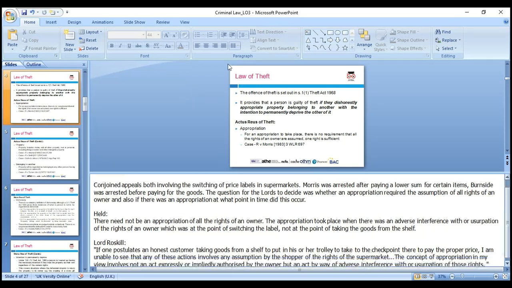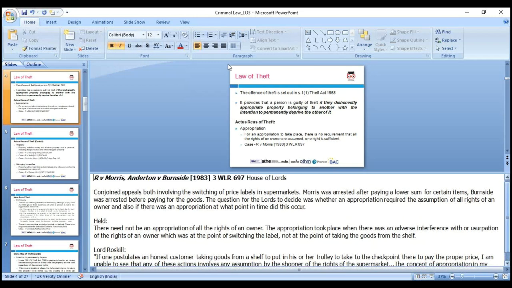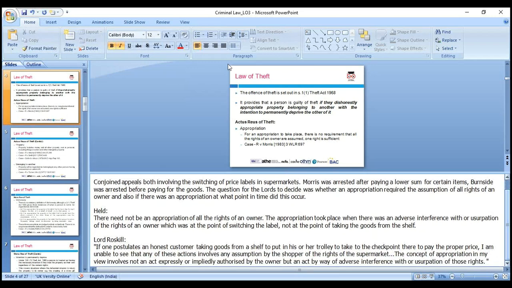So we can look at what was held. Of course, they need a bundle of evidence to charge someone. There need not be an appropriation of the full rights of an owner; it took place when there was adverse interference with or usurpation of the rights of the owner, which means we need to look at the point of switching the label and the point of taking the goods from the shelf. So those are the points we need to look at.